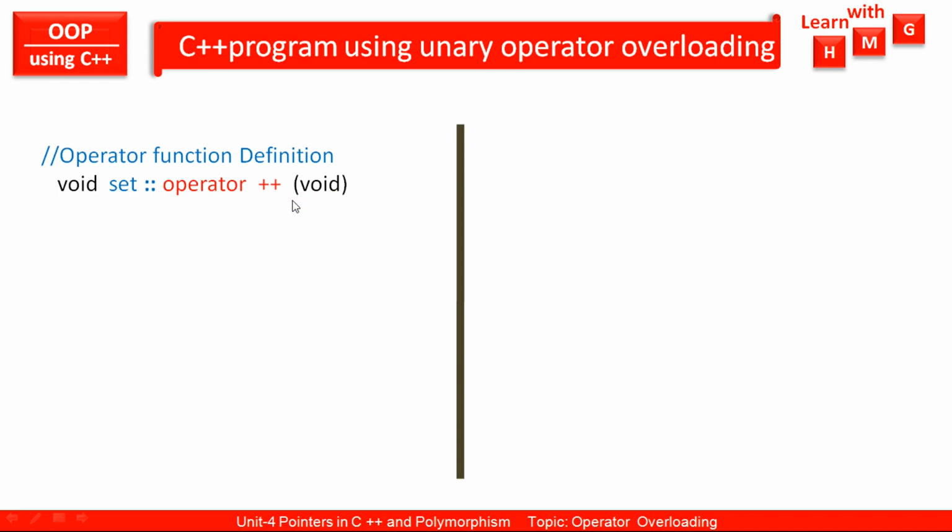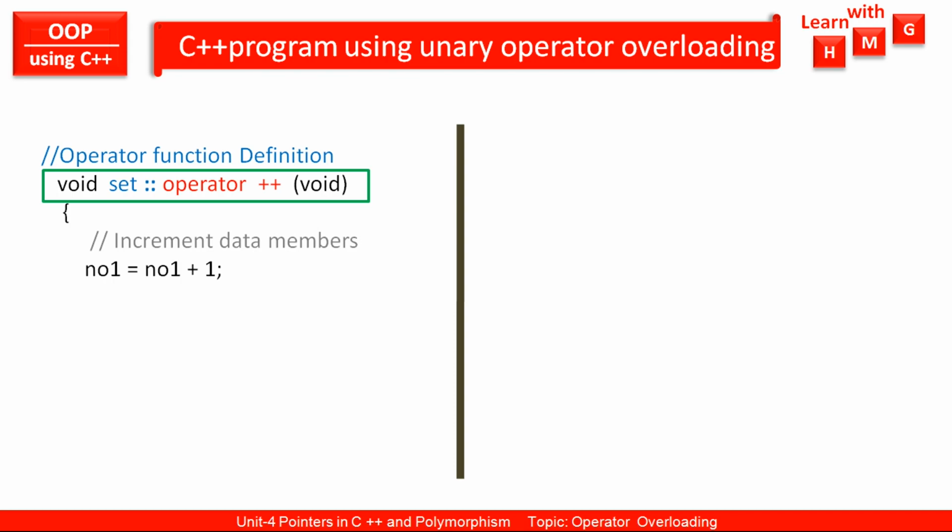Now we are going to write the operator function definition, the function body. Increment the data members. There are two data members of our set class, no1 and no2. Now I will increment these values by 1 by adding 1, that is no1 is equal to no1 plus 1, no2 is equal to no2 plus 1. Return and end of the function. So like this my operator function is defined, and now I will call this function in the main function.